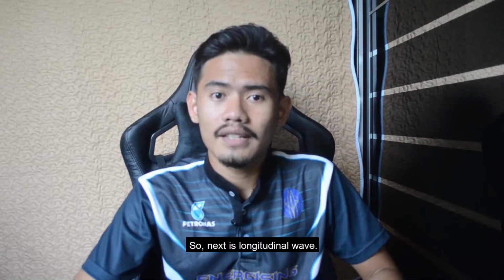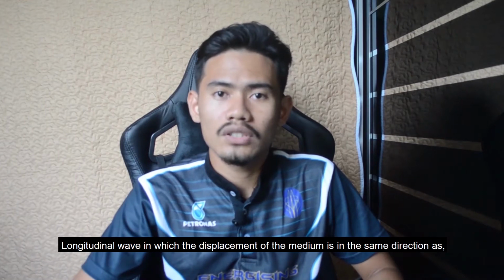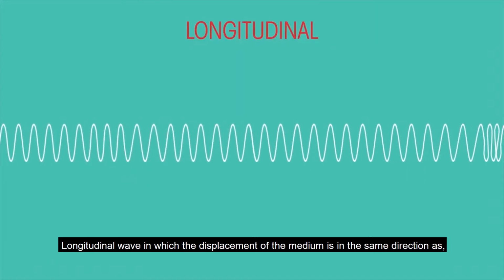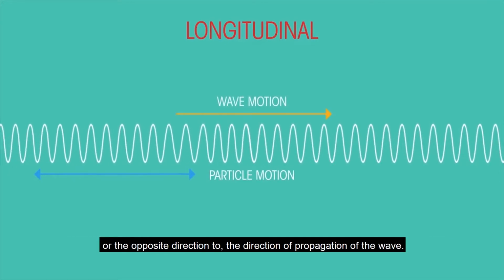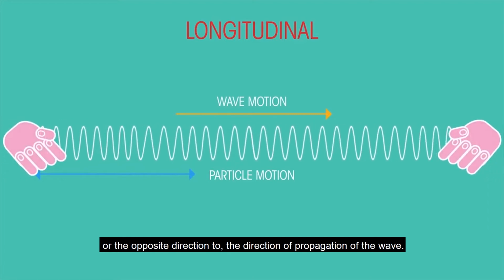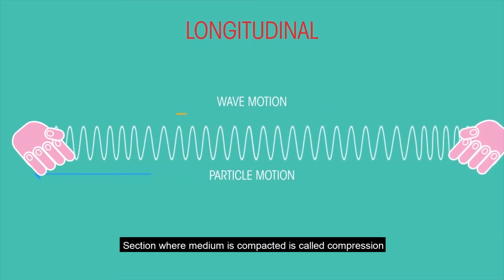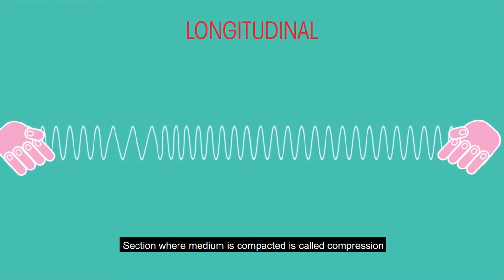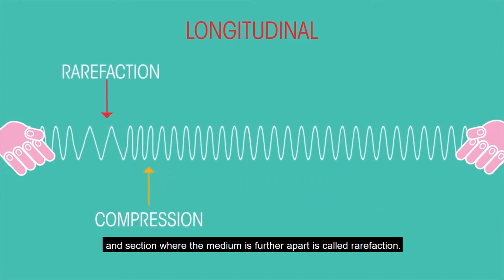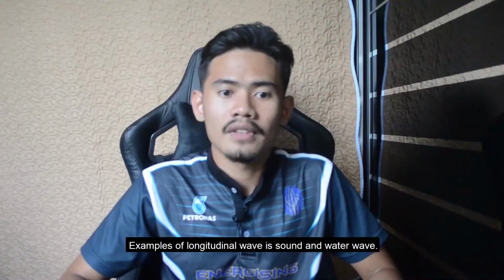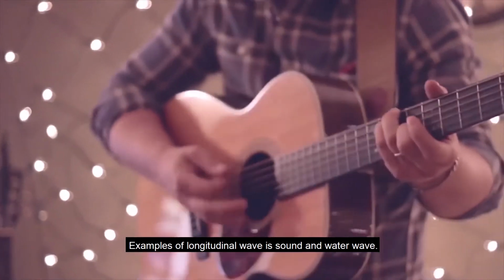Next is the longitudinal wave, in which the displacement of the medium is in the same direction as, or the opposite direction to, the direction of propagation of the wave. The section where the medium is compacted is called compression, and the section where the medium is further apart is called rarefaction. Examples of longitudinal waves are sound and water waves.